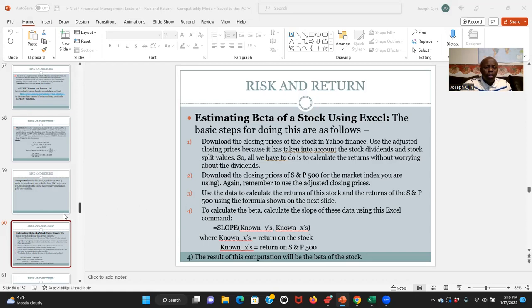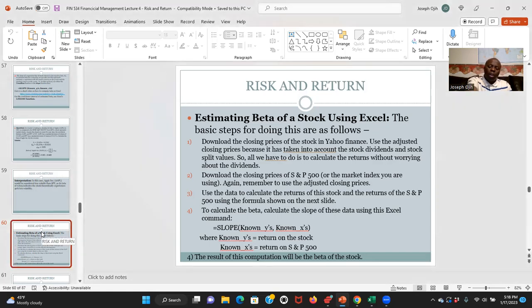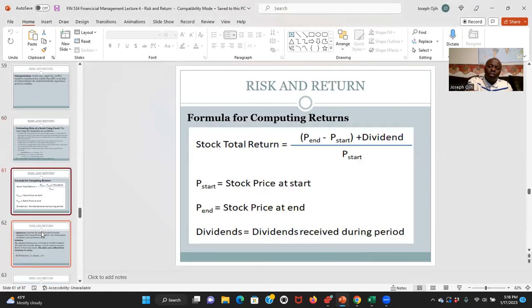And to calculate the return of those stocks after you have downloaded their stock prices, you use this formula here: P-end minus P-start plus dividend. But dividend, you're not worried about it anymore because you're using the adjusted closing prices. Stock price at the beginning is P-start, and stock price at the end is P-end, divided by the stock price at the start.